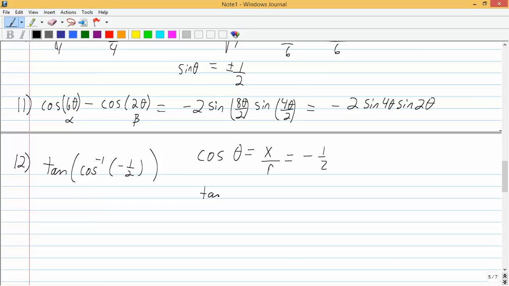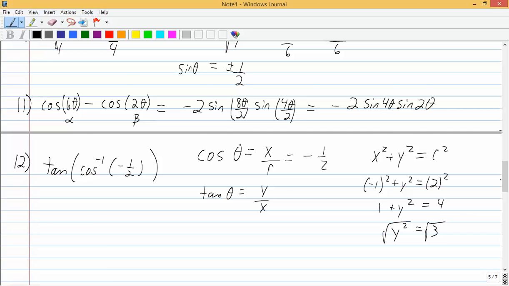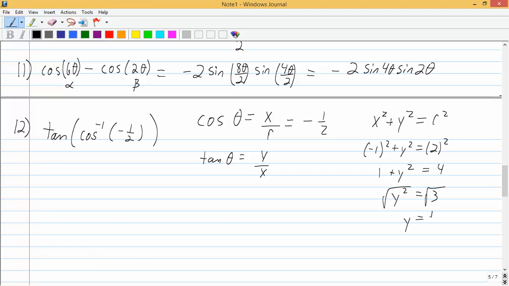I want to find the tangent of that. That's y over x. So I need y. Why, you may ask? To get my answer. Alright, so I use x squared plus y squared equals r squared. So -1 squared plus y squared equals 2 squared. So 1 plus y squared equals 4. So y squared equals 3. Take the square root of both sides. I get y equals plus or minus the square root of 3.